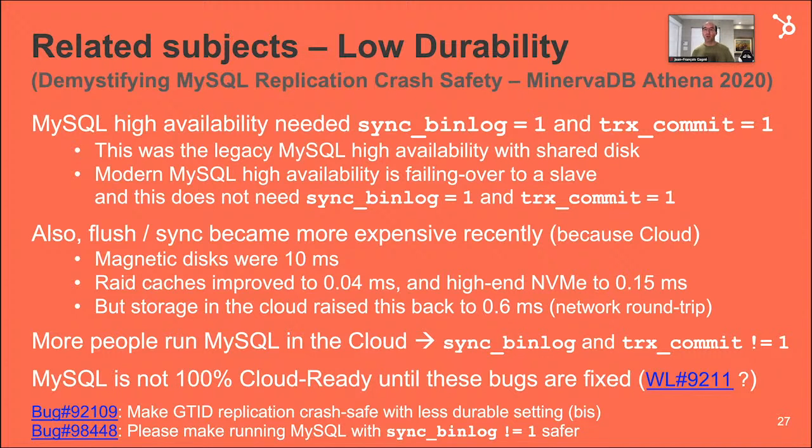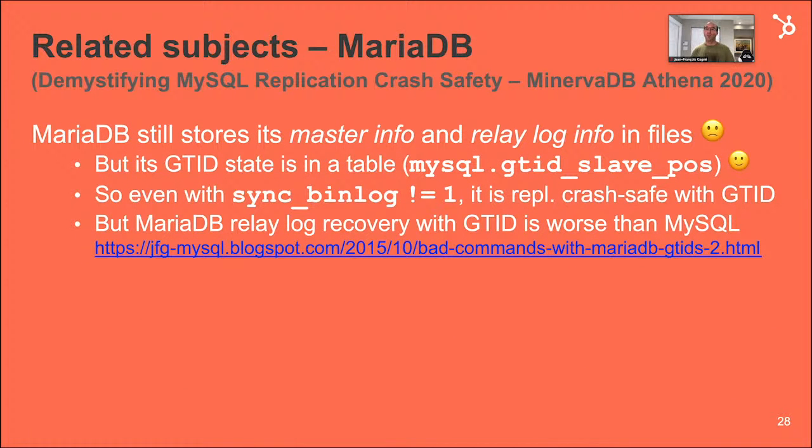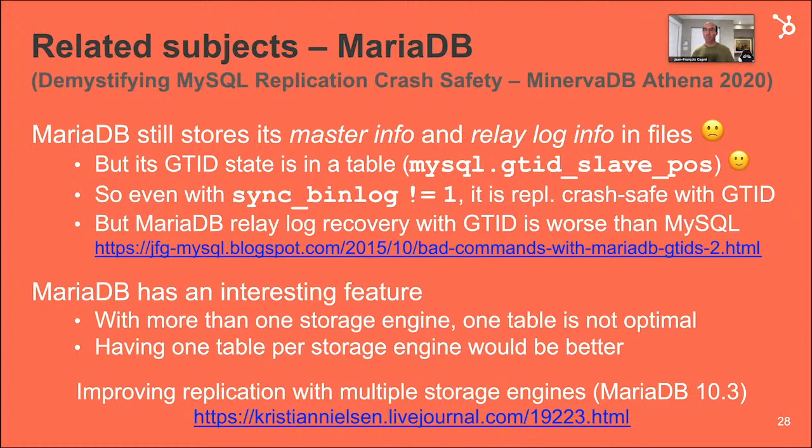And MySQL won't be 100% cloud ready until these bugs are fixed. DBAs always need to work around those problems. So we didn't talk much about MariaDB. MariaDB still stores master info and relay log info in files. It's disappointing, but it always stores its GTID position in a table, and that is good. So it means its replication is crash safe even with low durability. But its relay log recovery is really not good. If you want to know more, you can read my blog post about this.